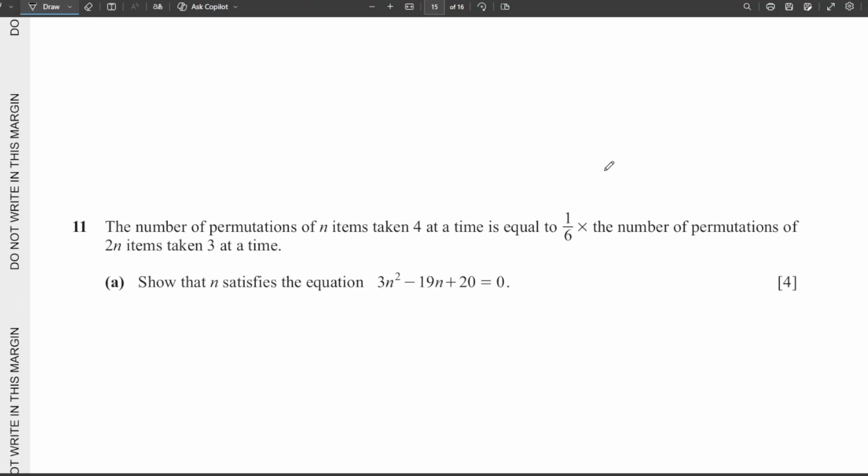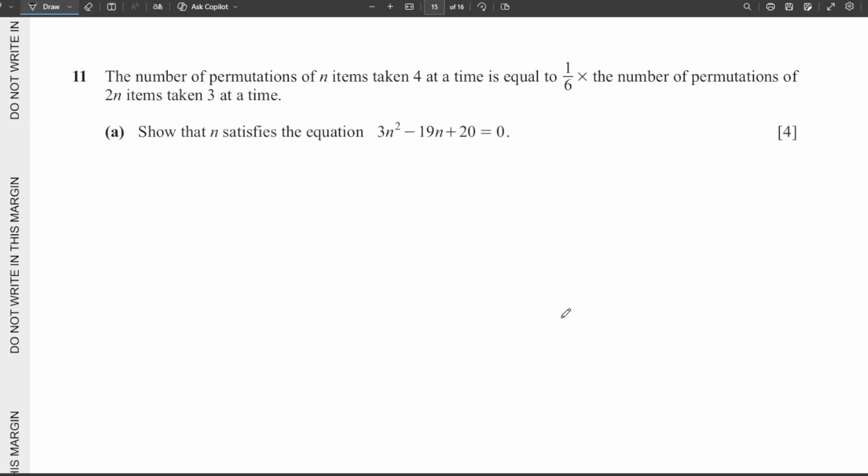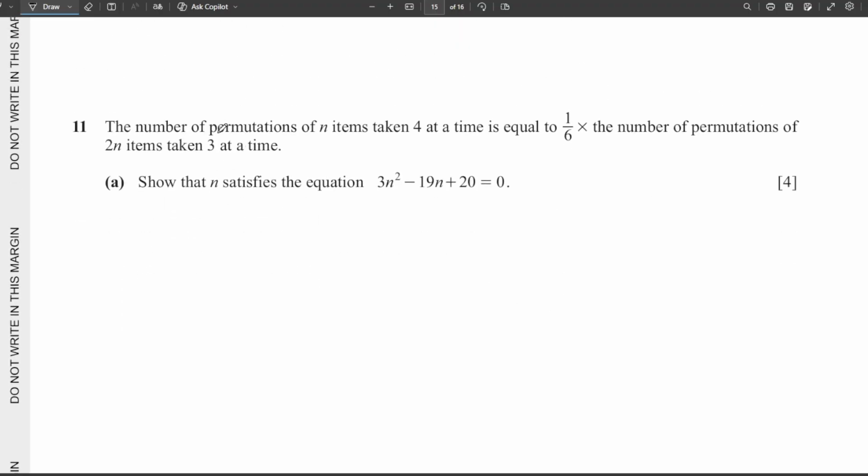Okay, number 11. The permutations of n items taken 4 at a time is equal to 1/6 of the number of permutations of 2n items taken 3 at a time. So permutations, right? So nP4 is equal to 1 over 6 of 2nP3.